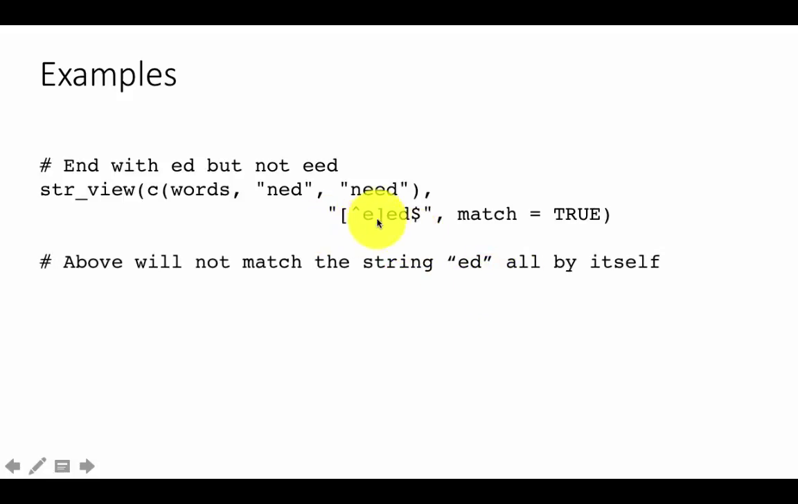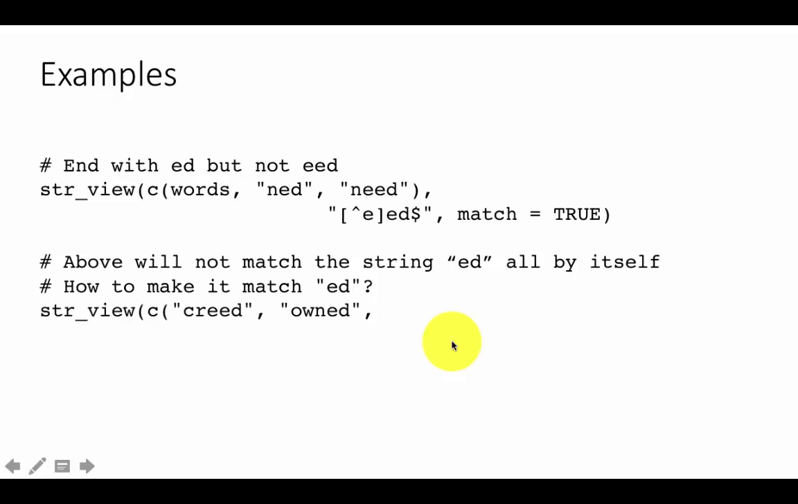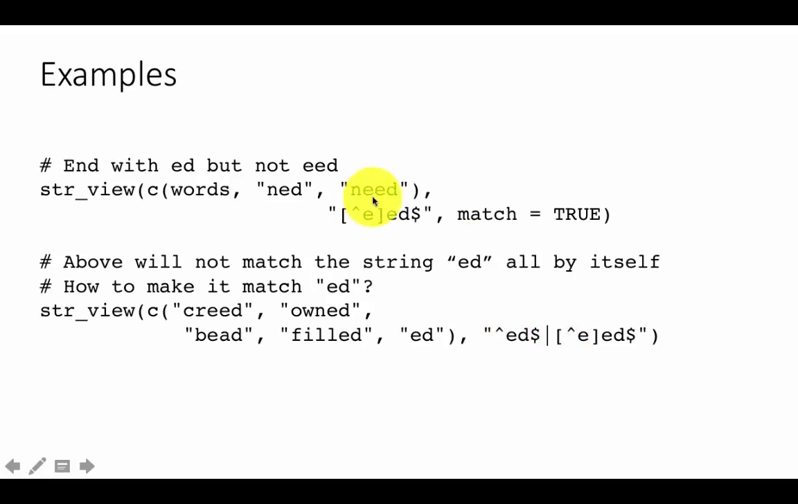Now, the problem with this is that it will not match the string ED all by itself. After all, the string ED ends with ED, right? So that should definitely match, but it doesn't match this. So in that case, we can do it differently. We've got just the string ED itself added just to test this. So we're just saying starts with ED and ends with ED, or the previous one. We just added a separate clause for this.